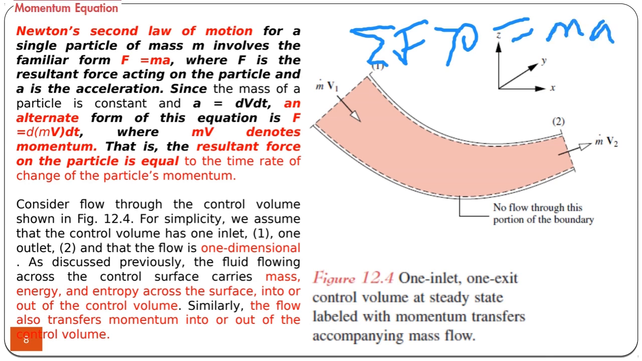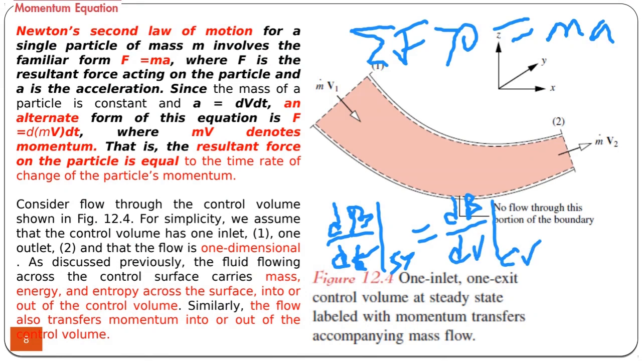remember the Reynolds transport theorem, we had the change of the momentum for the system is equal to the change of the momentum within the control volume and the net amount of momentum coming in and going out. So you have a momentum flux as m dot times v.